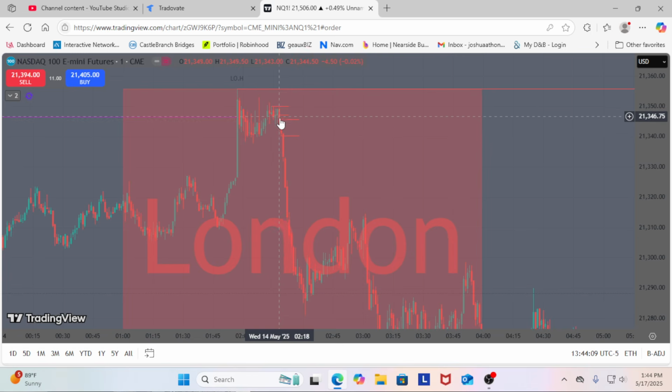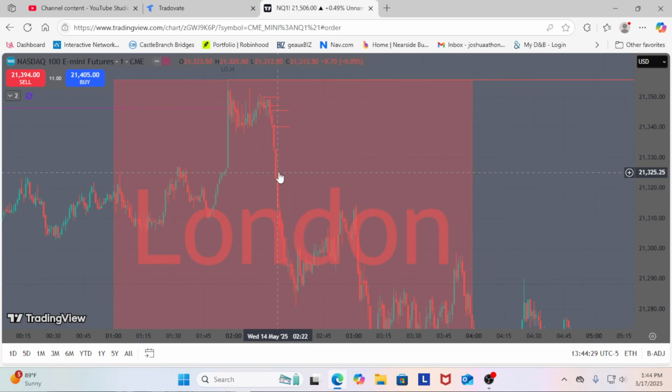So from, let's just say I hop in at the price of 21,344. I'm looking for the price of 21,324. So that would be right here, would be my 20 point scalp, guys. A clean and cut short position, no obstacles. It is what it is.